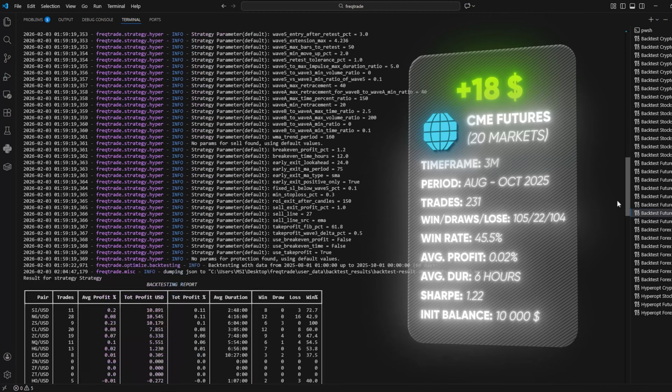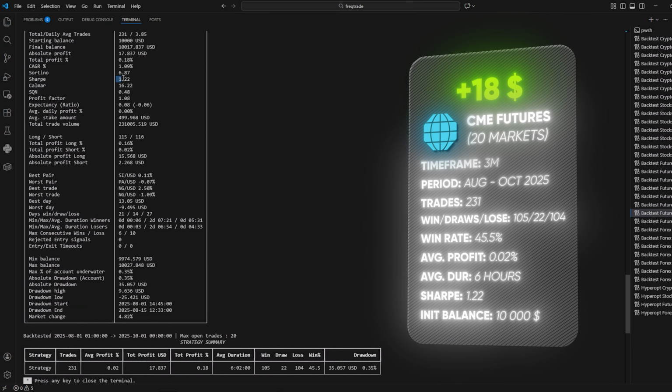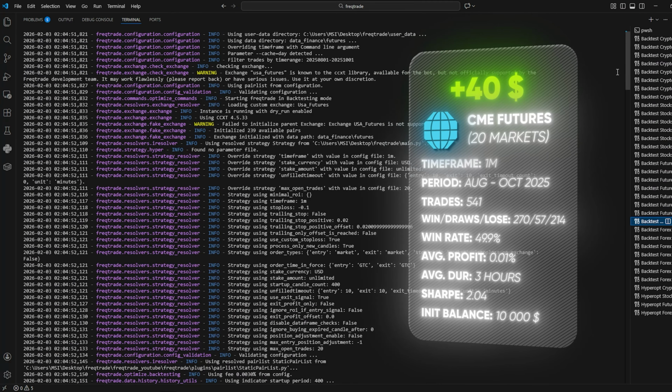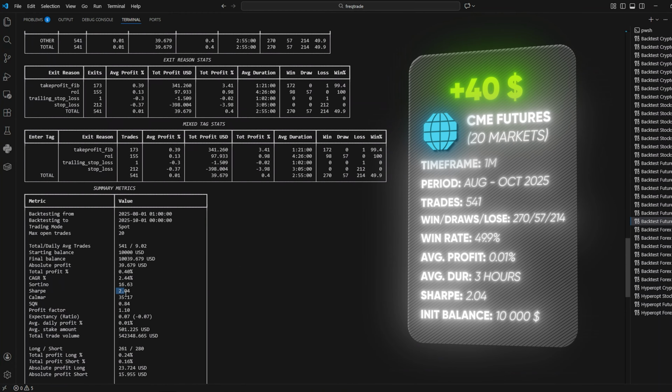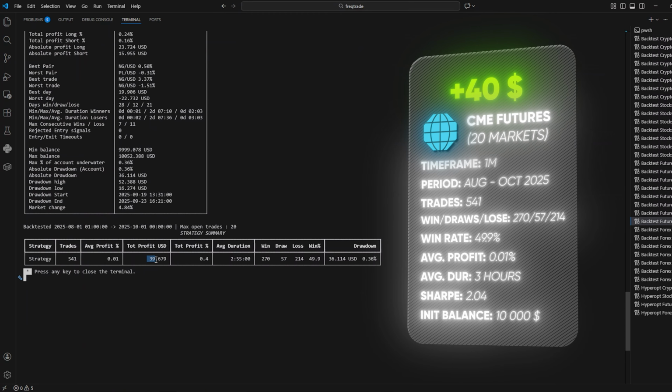3 minutes. This time Sharpe is 1.22 and our profit is just $17. And finally 1 minute time frame. Sharpe is 2 and our profit is just $40.